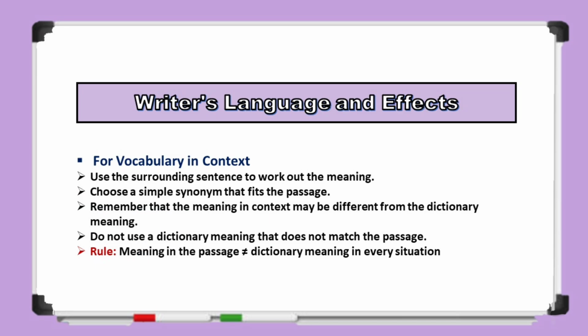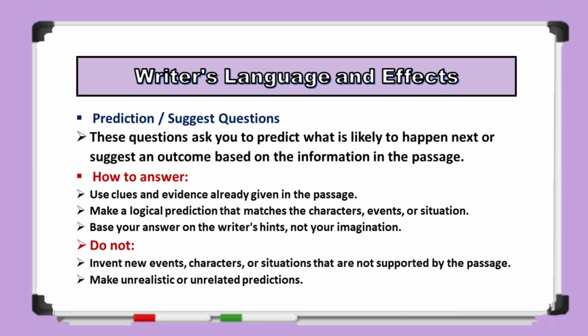Another type of question you may see is vocabulary in context. Here, you need to work out the meaning of a word based on how it is used in the passage. Do not automatically write the dictionary definition because many words have different meanings depending on the context. Instead, read the sentence before and after the word, understand what is happening, and then choose a simple synonym that fits that particular situation. Always remember that the meaning of a word in context is not necessarily the same as its dictionary meaning.